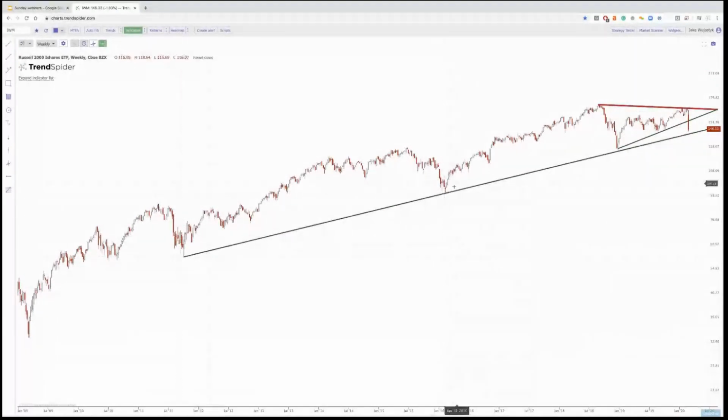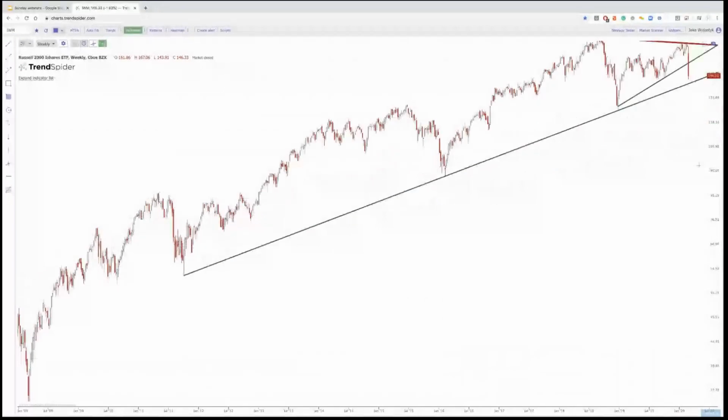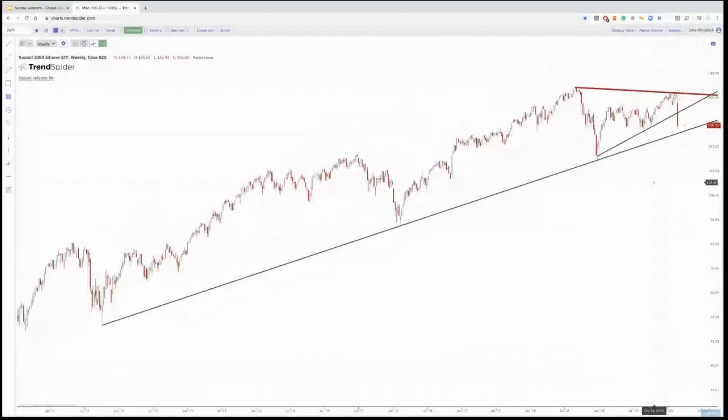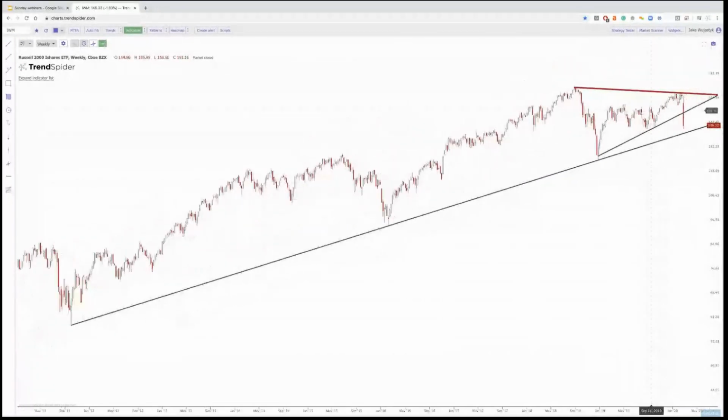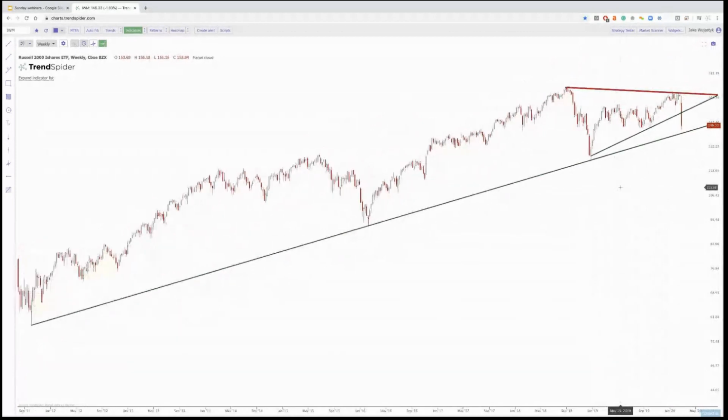We can do wick to wick here. We can do body to body or body to wick, which I did here. I usually don't do that because I like to keep it consistent. But there are times where a trend line is not going to be perfect, and you have to use it as a line of best fit rather than in a precise area.